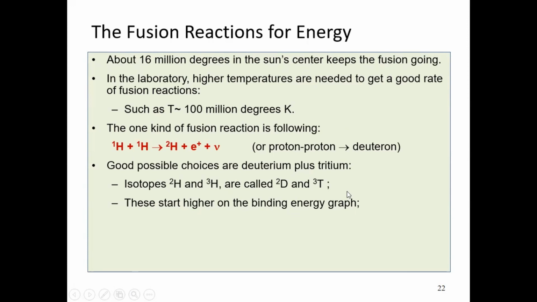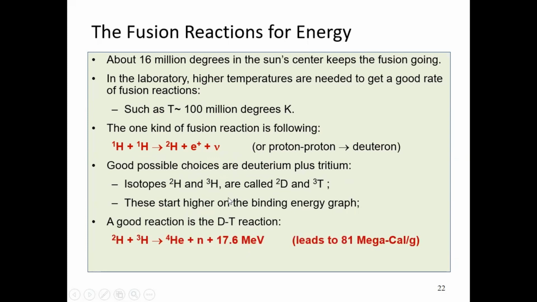Fusion energy is really possible. We have seen the center of the sun, where 16 million degrees keep the fusion going. In the laboratory, high temperatures, such as 100 million degrees, are needed to get a good rate of fusion. One kind of fusion is proton fusion. It's a difficult choice because of the very high temperatures. But other choices are deuterium plus tritium, or deuterium plus deuterium, the DD reaction or the DT reaction.